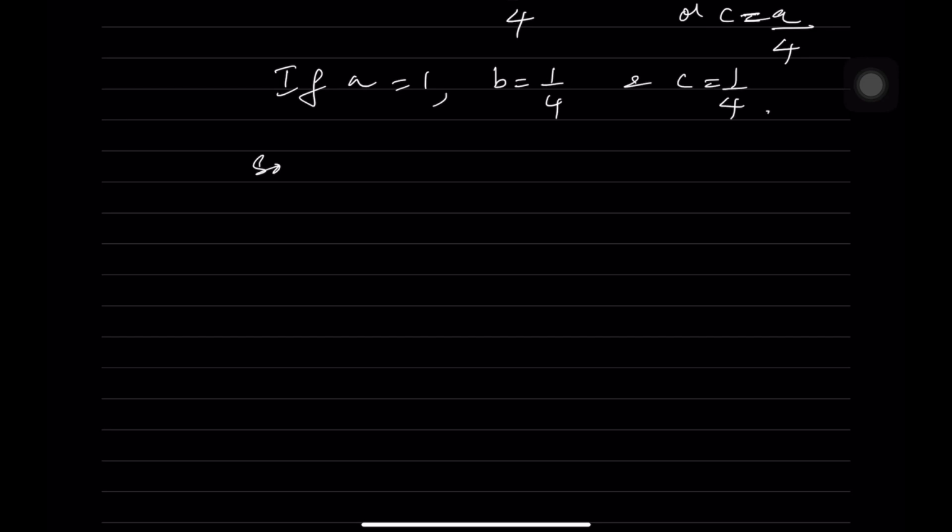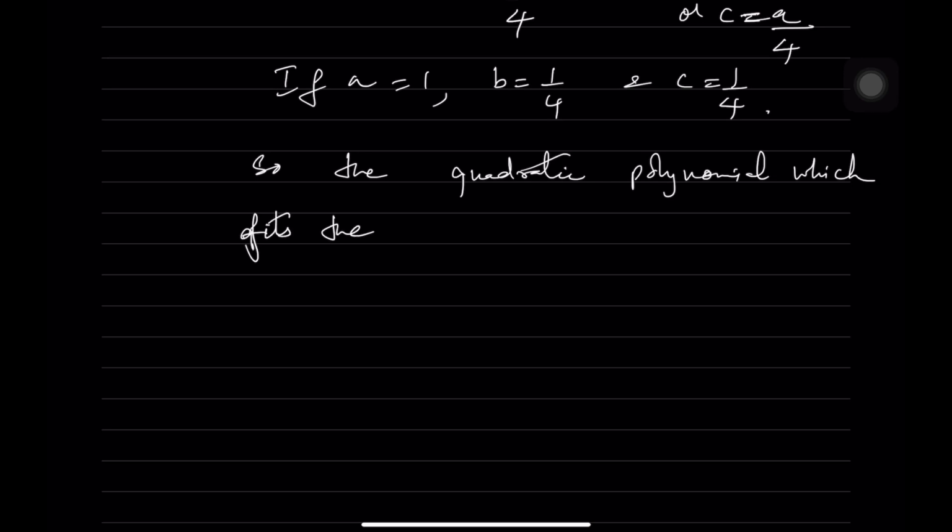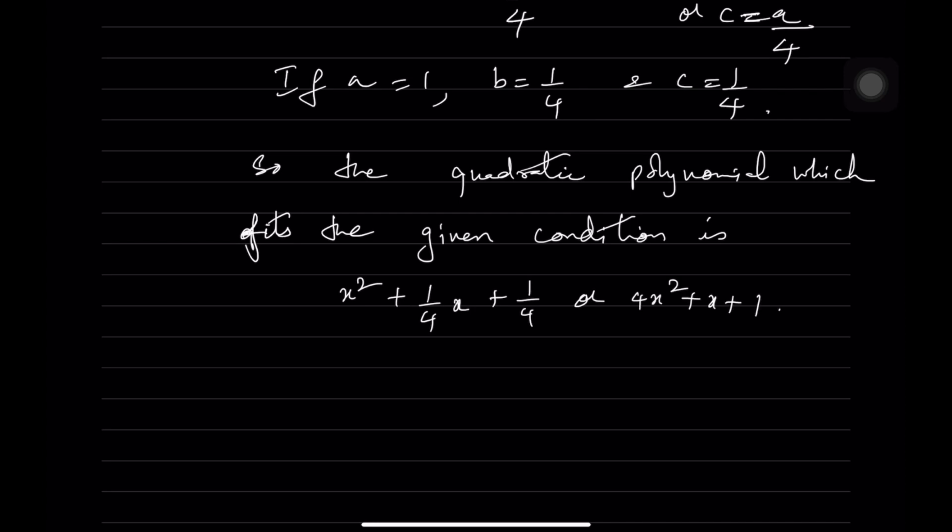So therefore the quadratic polynomial which best fits the given condition, ax square plus bx plus c, where we got a is equal to 1, b is equal to 1 by 4, and c is equal to 1 by 4, is x square plus 1 by 4x plus 1 by 4. So now you take LCM, you get 4x square plus x plus 1 is the answer for this.